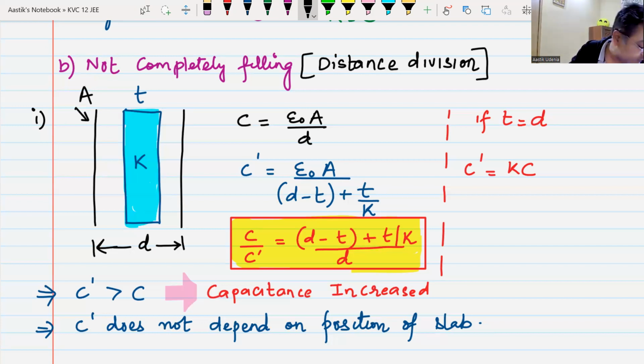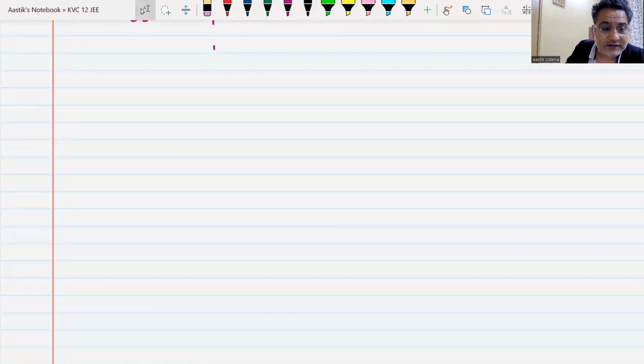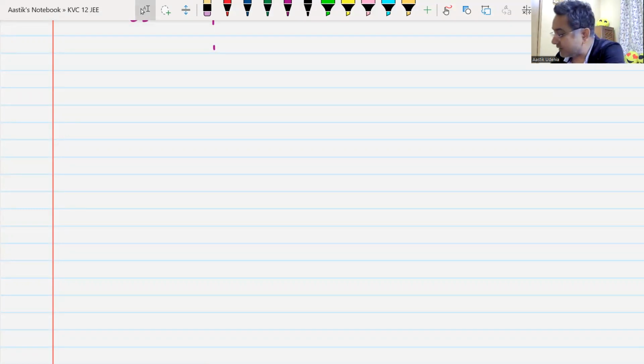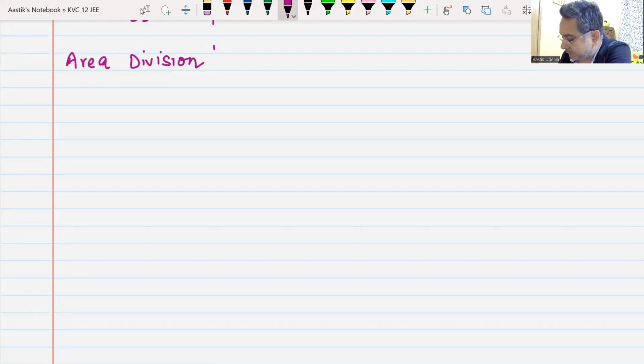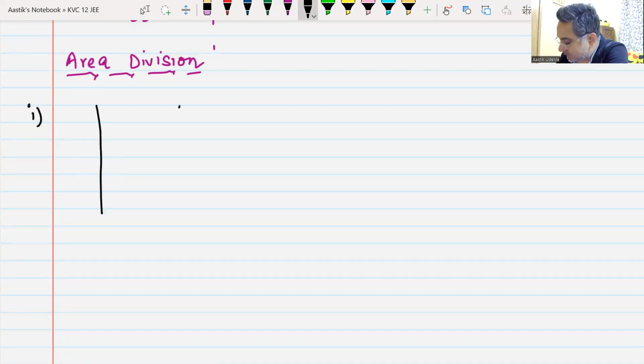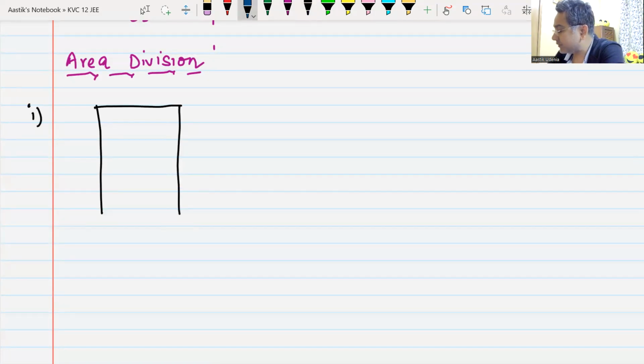Now, instead of these dielectrics dividing the distance, they could have divided the area. This is area division. They could have divided the area. What do I mean by area division? These are the plates of the capacitor, and now I completely fill it up.